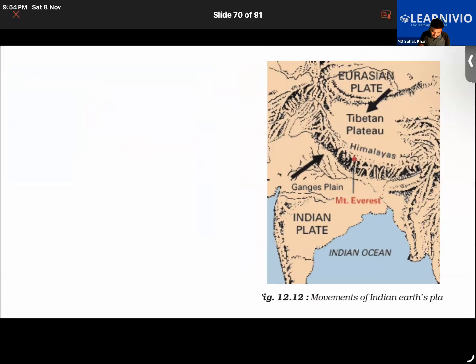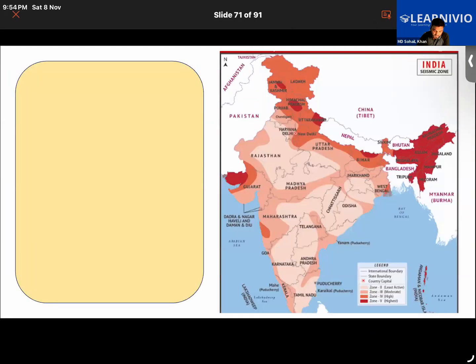Look at the following image over here. Basically it's the same animation we saw moments ago, where I showed you how when the Indian plate collided with the Eurasian plate, thereby the Himalayas were formed. That is how the Himalayas were formed. Now there are some places in India which are more prone to earthquakes, like they are more likely to be hit by an earthquake.